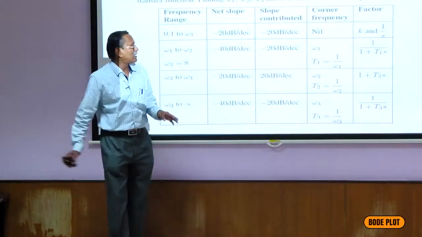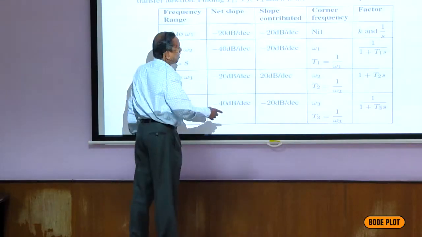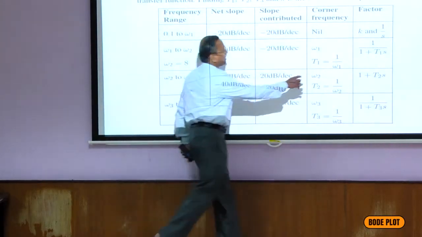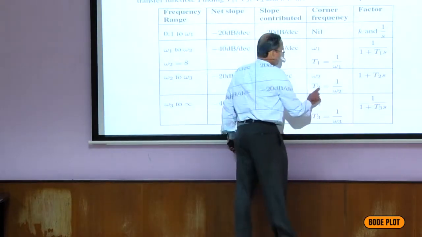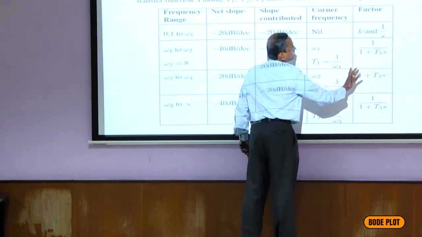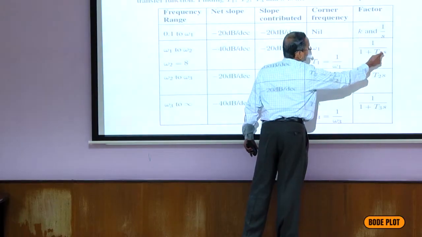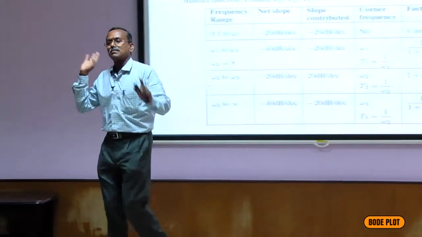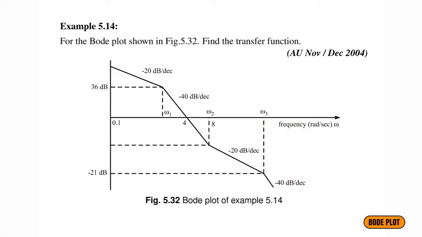So now what all are known? We know omega 2 is 8. That alone we know. T2 can be found: T2 equal to 1 by 8. We can substitute. But we do not know K, we do not know T1, we do not know T3. Finding these three constants is the sum.